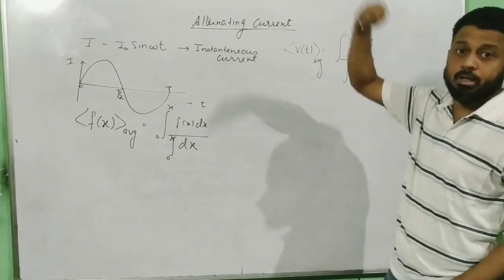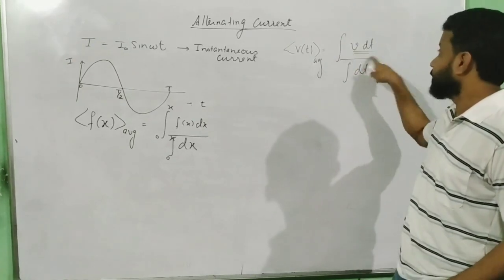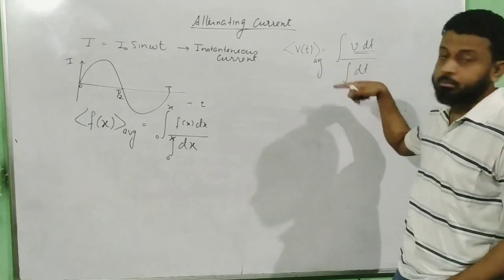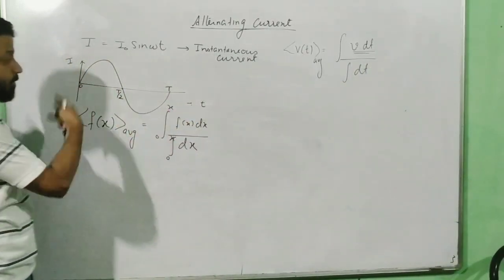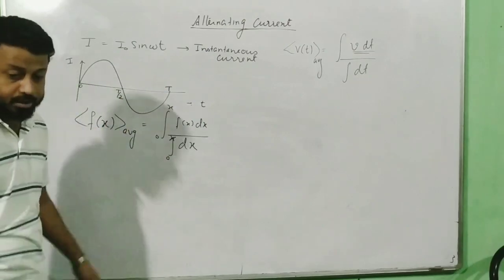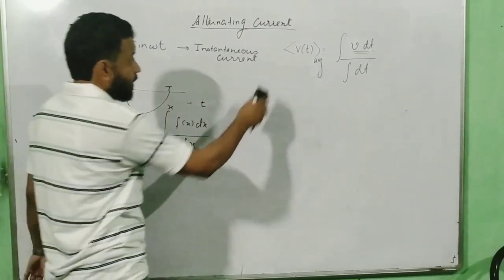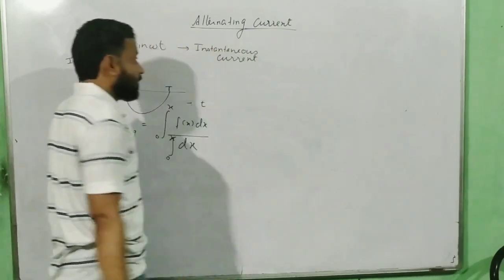When you integrate, you get the complete displacement. So this whole thing is total displacement by total time. Correct? Justified. So the average function has this formula. This is the formula to find the average of any function. Now let's try to use this formula here.